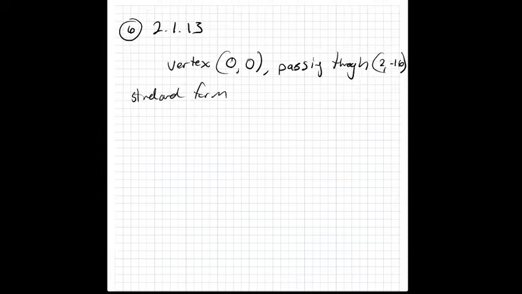Okay. All right. So the standard form of a quadratic function is f of x equals a times x minus h squared plus k, where h comma k are the coordinates of the vertex. They gave us the vertex in this case, so this is our h, this is our k. We want it passing through this point, so this is our x and this is our y.